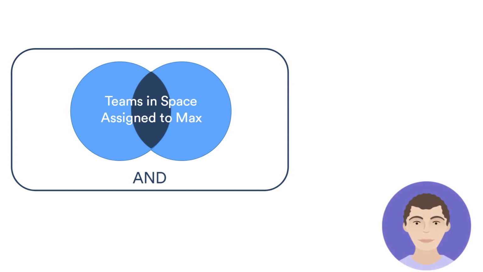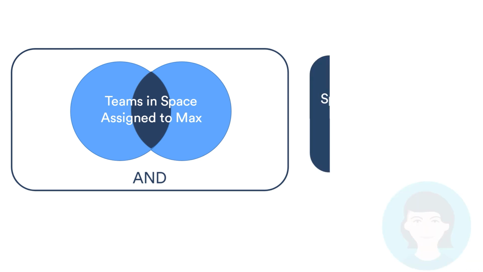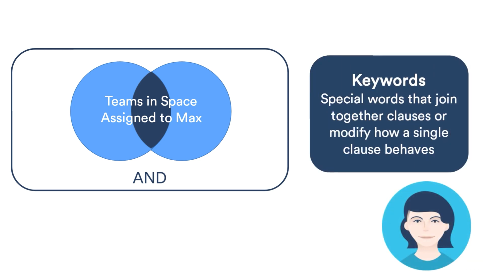Whoa, wait a minute. Keyword, what's that? JQL enables you to use certain special words to join together clauses or modify how a single clause behaves. AND is one of six keywords. We'll look at other keywords later on. For now, let's take a look at your query and how AND is used.